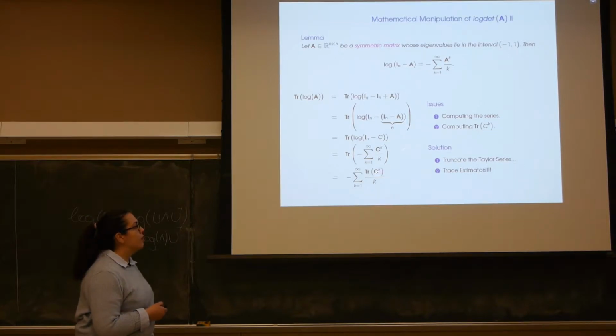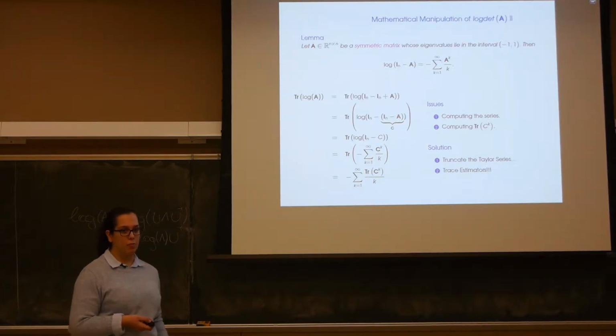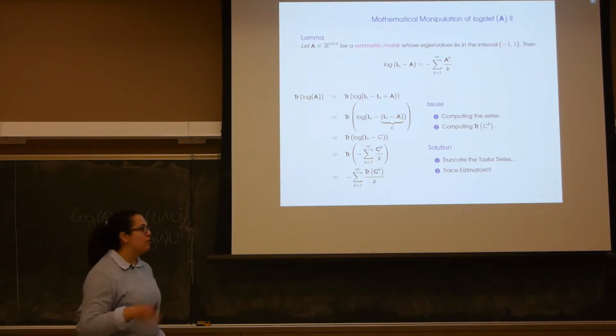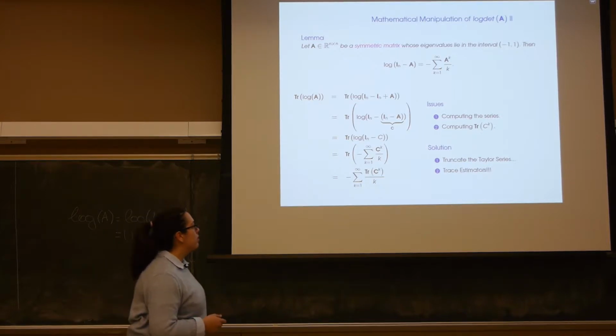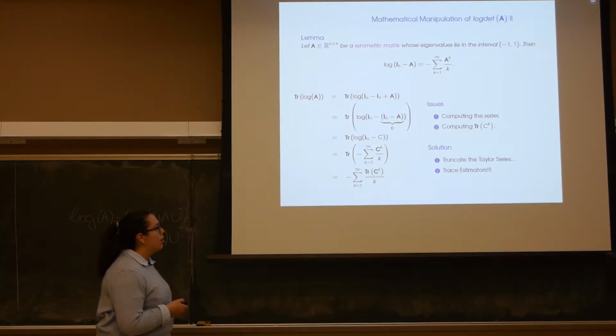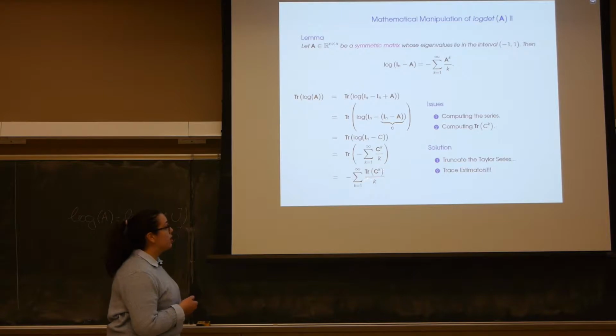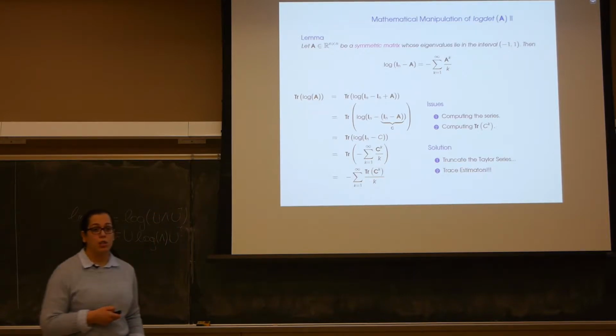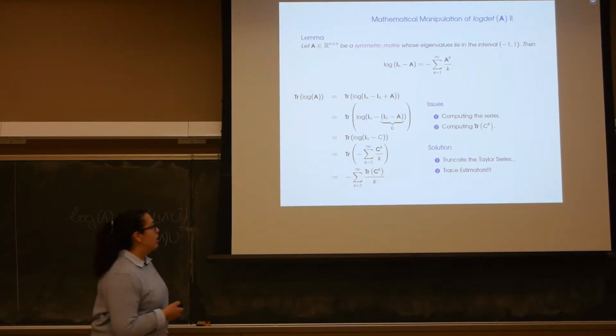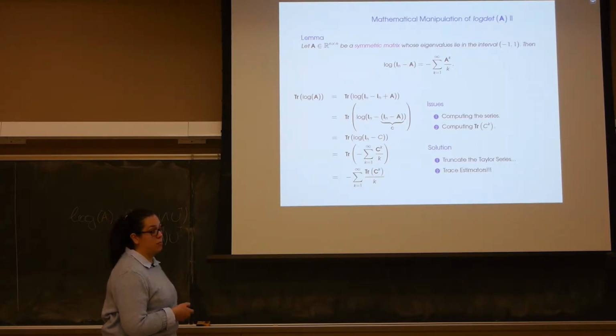So we have again two major concerns over here. The first one is how I compute an infinite sum. This is very simple: I truncate the Taylor series. And how do I compute this trace? I don't want to compute C to the power of k. So here we are using randomized trace estimators.